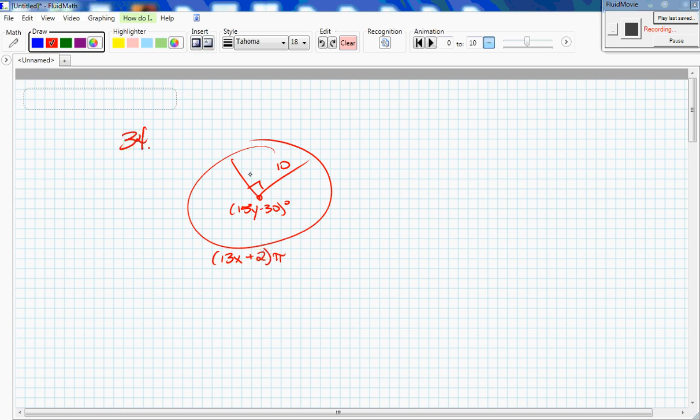So we have two central angles. We have a central angle here, and really the rest of this central angle makes up the full circle. So it makes up a full 360 degrees. So to find the measure of this central angle, we would just take 360 minus 90, which gives us 270. So therefore, 15y minus 30 has to equal 270. When we add 30 to both sides, we get 300 equals 15y, therefore y is equal to 20.